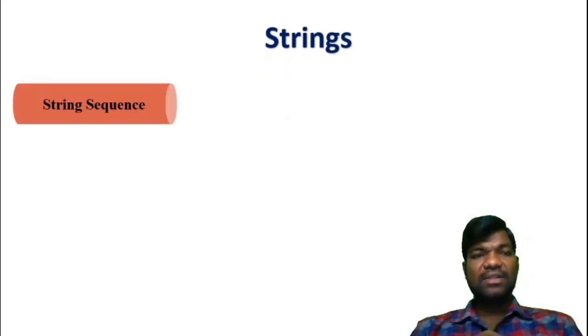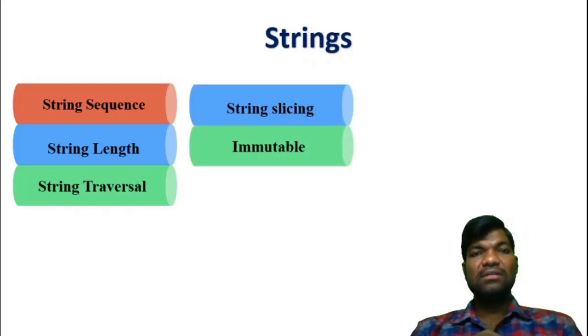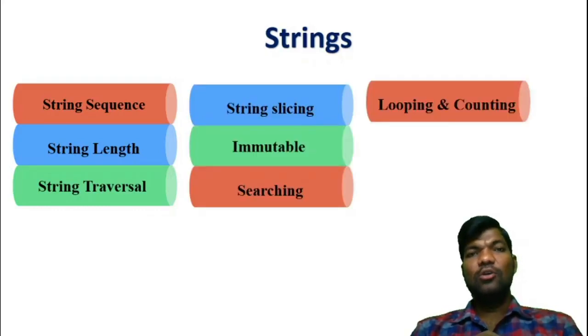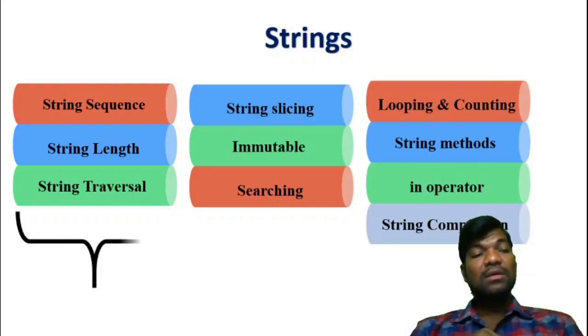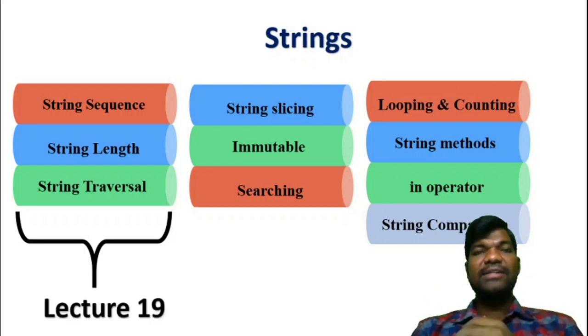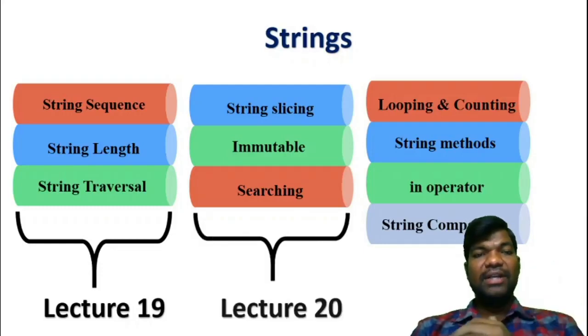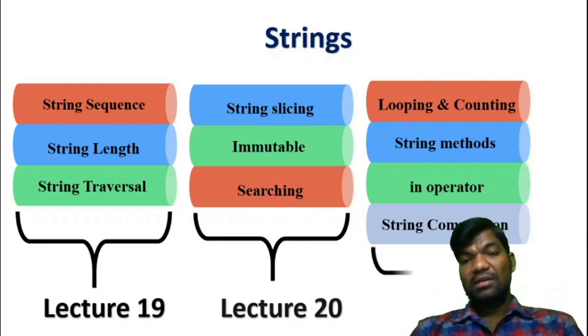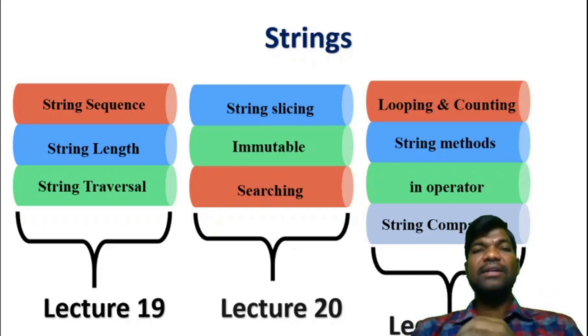Let's check the syllabus once again. String sequence, string length, string traversal, string slicing, immutable, searching, looping and counting, string methods, in operator and string comparison. In lecture 19 we completed 3 topics: string sequence, length and traversal. In lecture 20, we completed string slicing, immutable and searching. Now coming to the next 4 topics: looping and counting, string methods, in operator and string comparison. Let's get into the lecture.